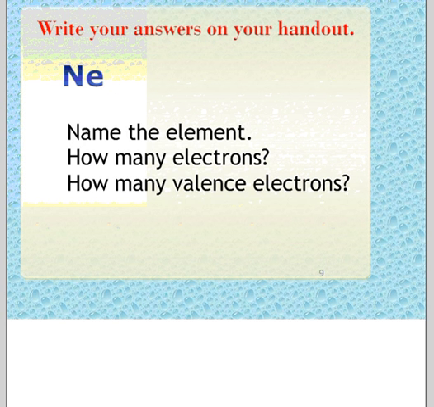So here's some practice ones. Okay, so you can do them together as a class, or you can choose to write them in your binder. Here's the first example. I would like you to name the element, tell me how many total electrons, but then tell me how many valence electrons this element has.